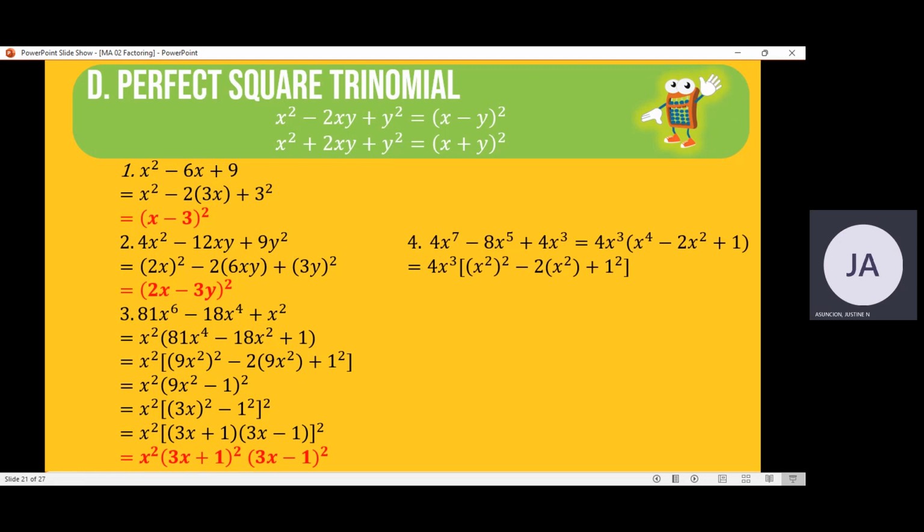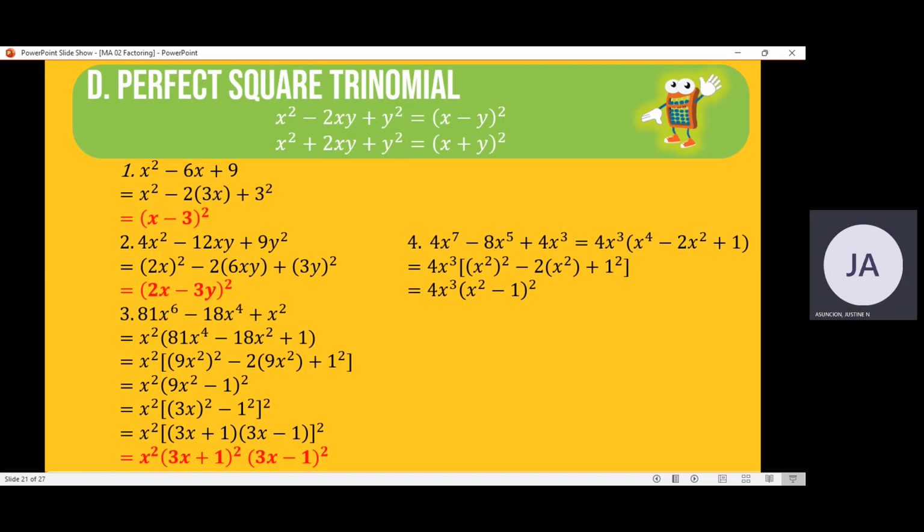Okay, so again, let's perform the perfect square trinomial here. And so we'll obtain 4x cubed times the quantity x squared squared minus 2 times the quantity of x squared plus 1 squared. Okay, so again, applying the form of the perfect square trinomial, we'll obtain this: 4x cubed times the quantity of x squared minus 1 squared. But that is not the final answer.